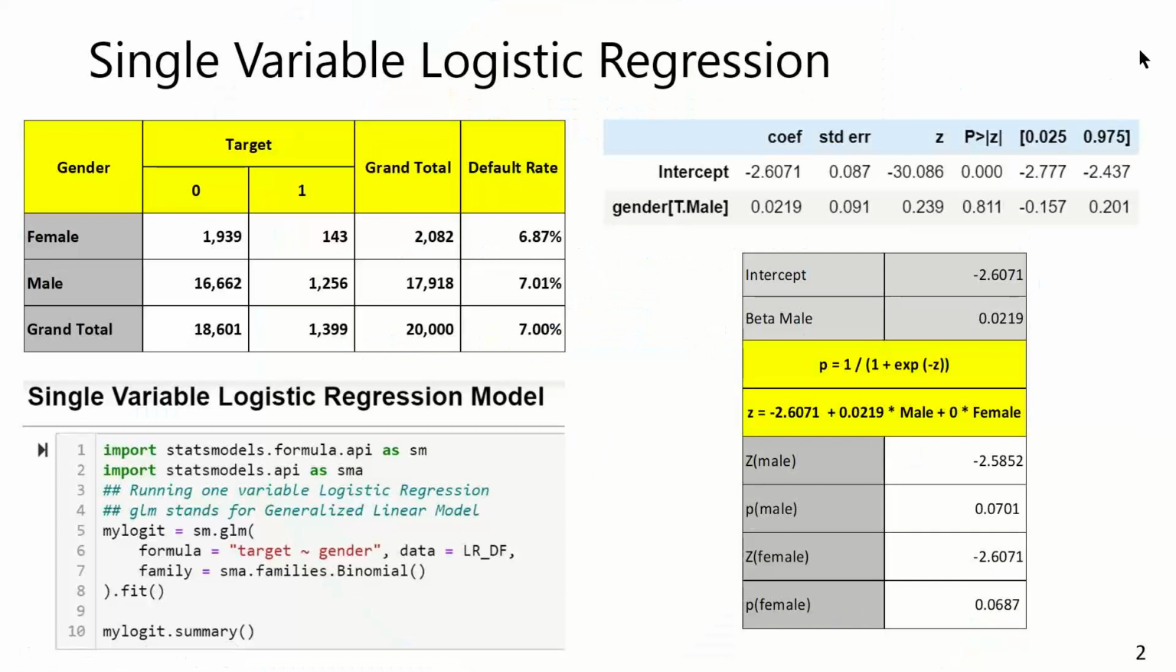In our last session, we had built a single variable logistic regression. We regressed our target variable with respect to gender, the code for the regression in Python. The snippet of that code is given here. The coefficients table output is given here, and how to calculate the probability was explained in the last session. So let's continue from where we had left in our last session.